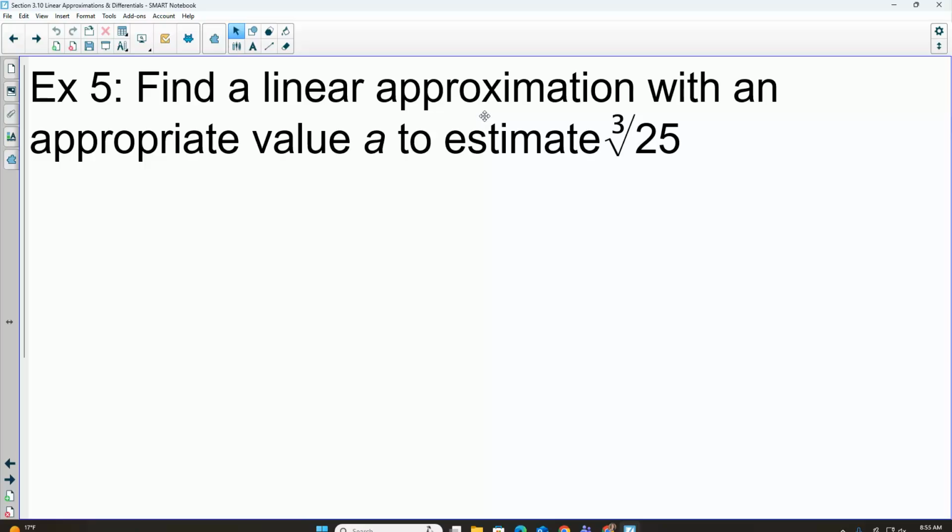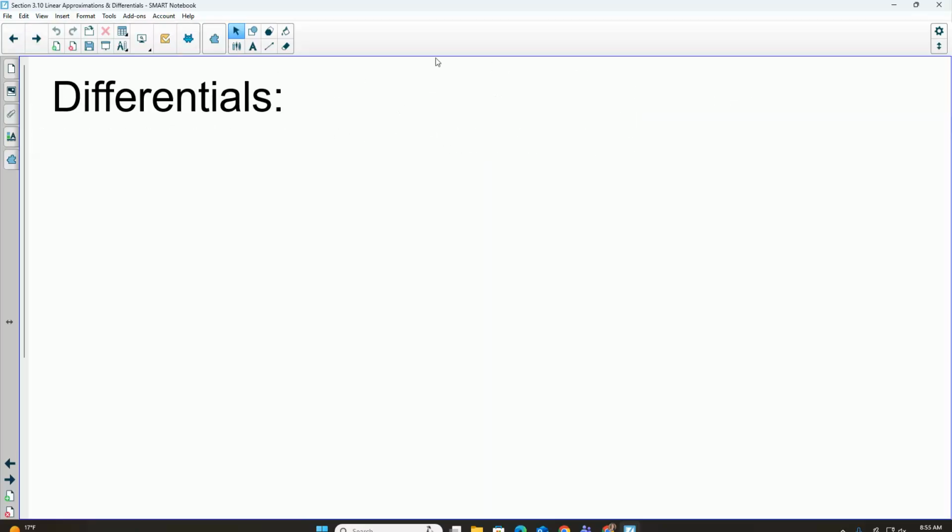Yes. Okay. So today's piece, we're going to talk about differentials, and then I'm going to give you guys some time to work so you can ask questions over anything from Friday if you need to.